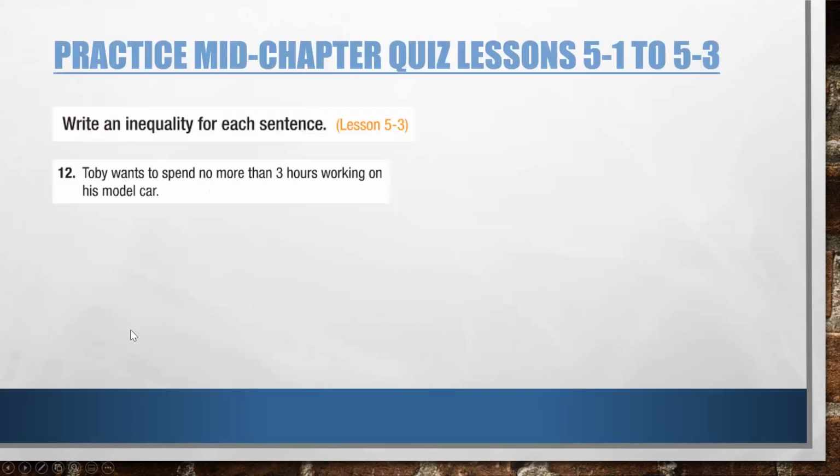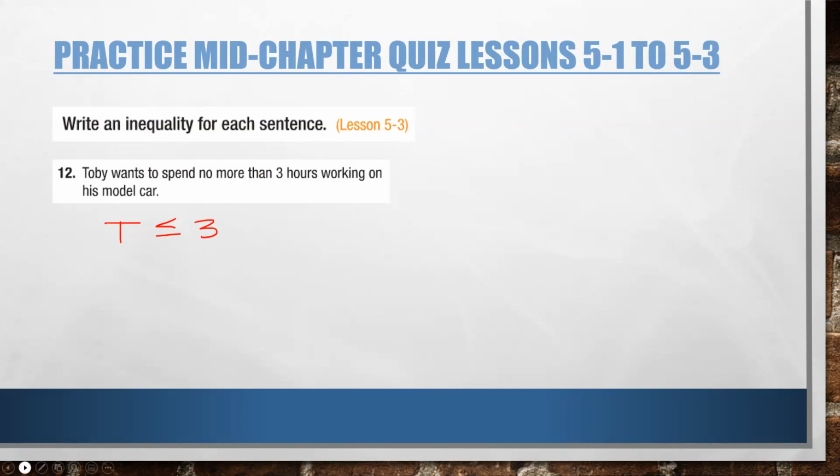So first couple problems, you're going to be asked about inequalities. You're going to be asked to write an inequality for each sentence. So it says Toby wants to spend no more than 3 hours working on his model car. So we can use T for Toby. He doesn't want to spend any more than 3 hours, so no more than. So less than or equal to, because he's willing to spend 3 hours as long as it doesn't go over 3 hours. So it would be T less than or equal to 3 for this sentence here.